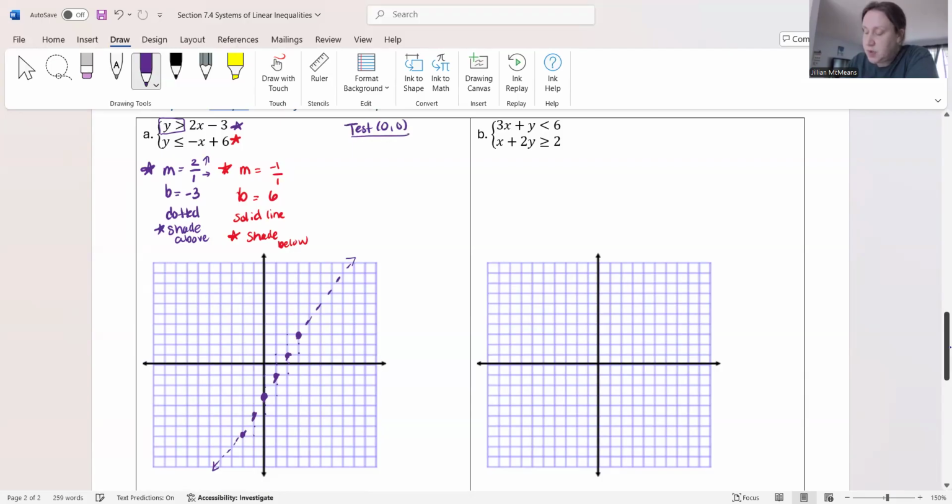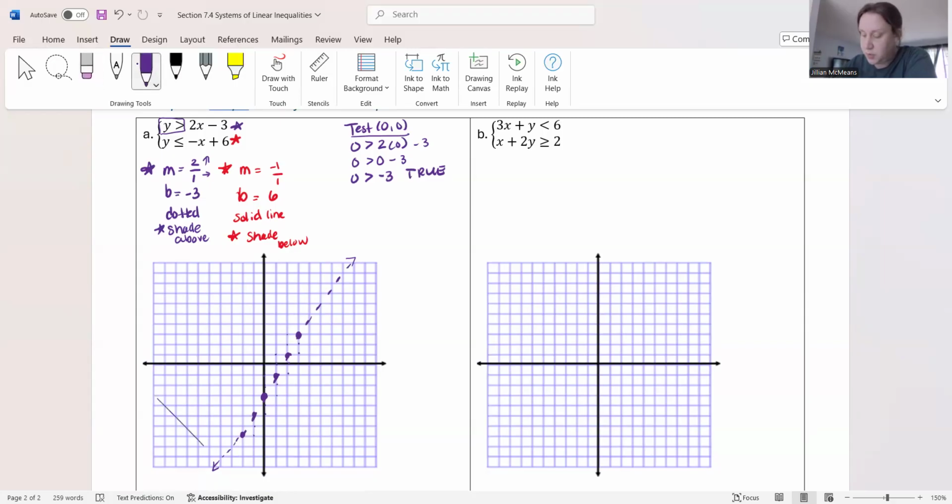All right, so anywhere we see an x or a y, we're going to replace it with 0. So y, that's 0, is greater than 2 times x, which is 0, minus 3. Well, 0 is just 0. And then 2 times 0 is 0, and 0 minus 3 is -3. So is 0 greater than -3? Yes, this is true. So the origin was up here above the line. We want to make sure we include the origin in our shaded region, so we do want to shade above the line.